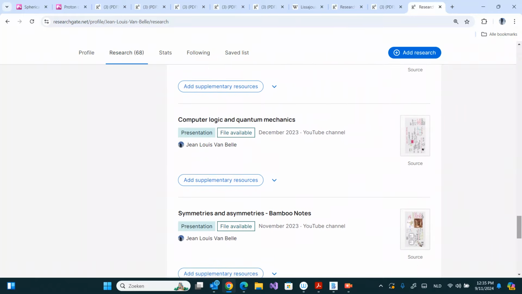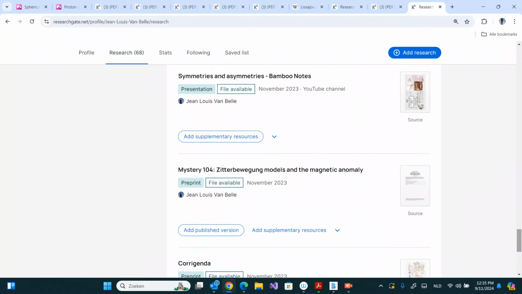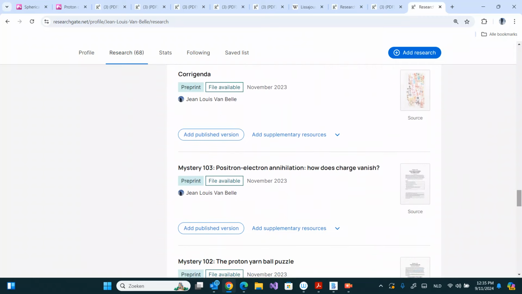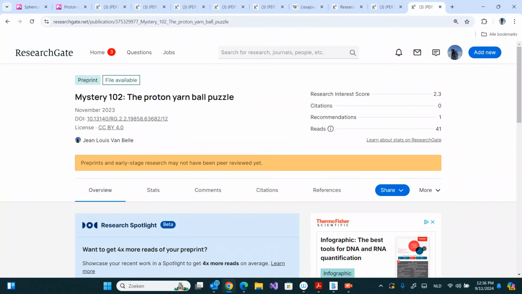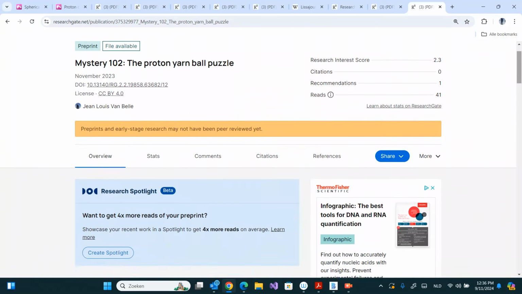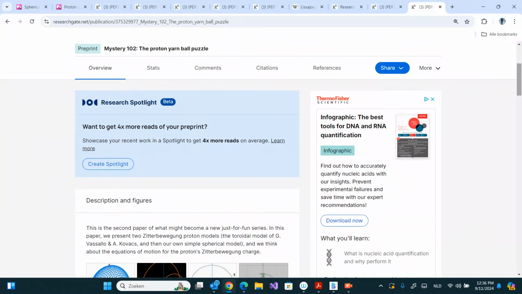A paper where I thought about these trajectories. So if it goes around on a sphere, what are these possible trajectories? I called it the proton yarn ball puzzle. Why is it important? You will say you have a model, it explains everything and whatever.